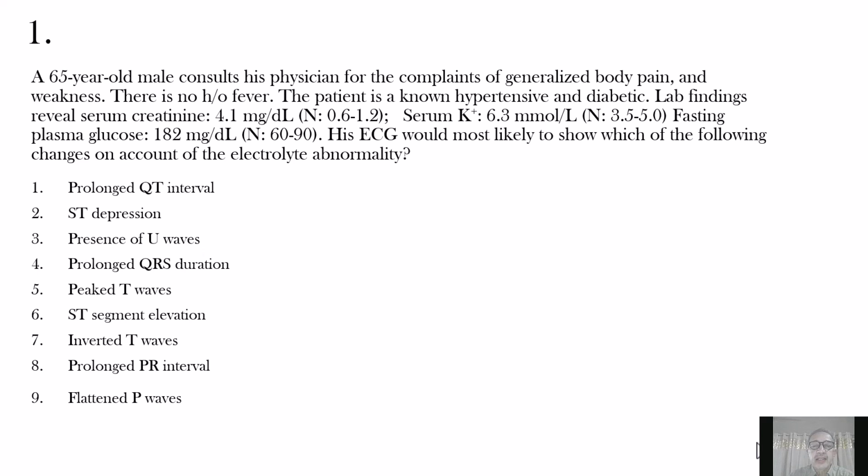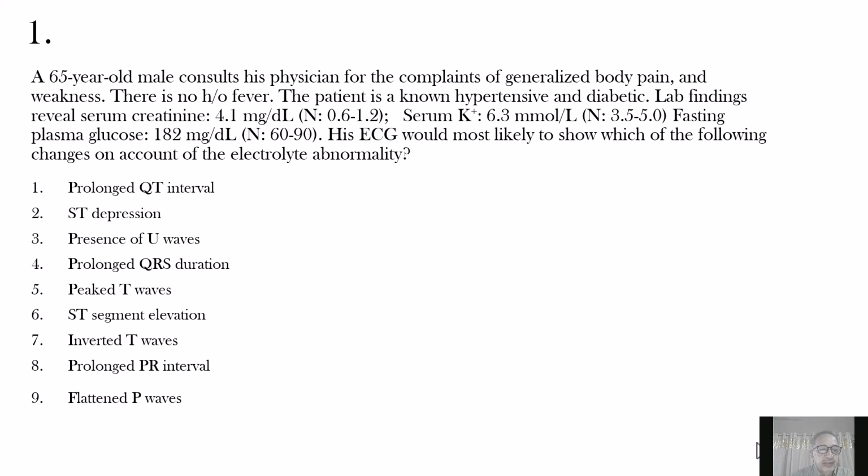Hyperkalemia produces classical ECG effects. Hypokalemia also produces classical effects. Let us pick up the hyperkalemic effects. Prolonged QT interval is not correct. ST depression is not correct. Presence of U waves is not correct. Prolonged QRS is correct, 4 is correct. Peaked T waves are correct, 5 is correct. ST segment elevation is not correct. Inverted T waves are also not correct.